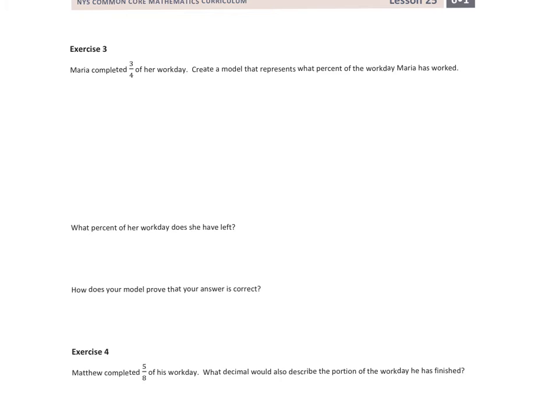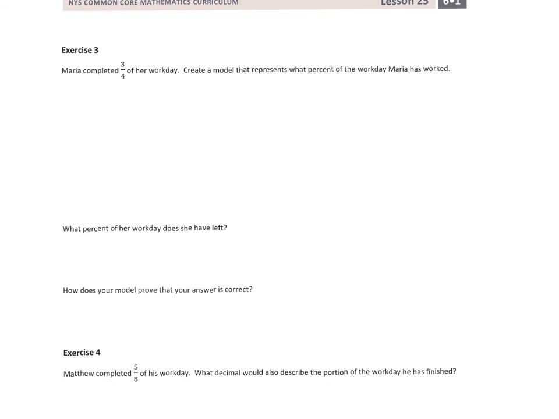Okay, Maria completed 3/4 of her workday. Create a model that represents what percent of the workday Maria has worked. So let's just focus on, I think sometimes models confuse people and they get kind of frustrated with it. So I want to just focus instead on what percent of her workday does she have left. So let's use our workspace up top to determine what 3/4 of her workday would be. So 3/4 is our part to whole relationship. So part would be 3. The whole would be the 4. We want to get to a percent for the whole workday.